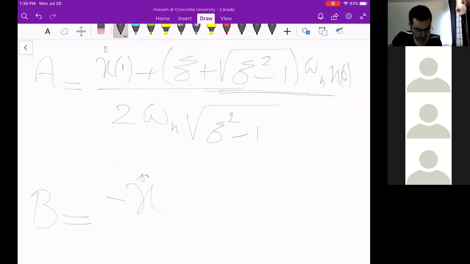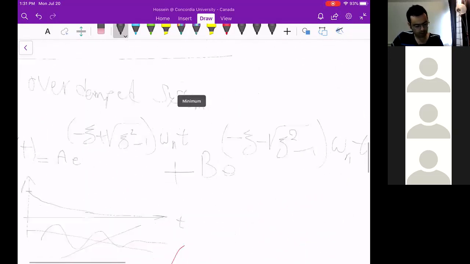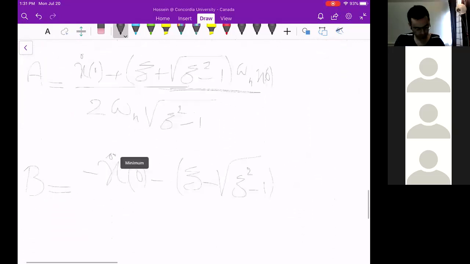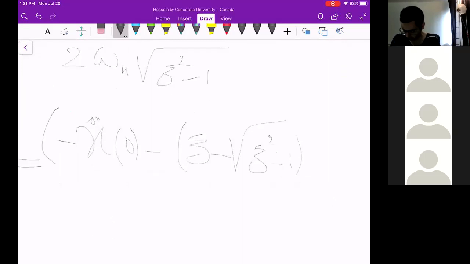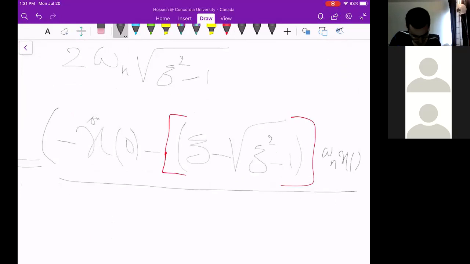Similarly B would be similar, or you could do it by yourself. You can manually obtain this equation. You just plug in the values. You are not supposed to memorize this formula. All you have to do is plug into the response equation and you can easily find A and B. I'm giving it just for your information, but you have to be very careful. It involves omega n x of 0 over 2 omega n square root of zeta squared minus 1.